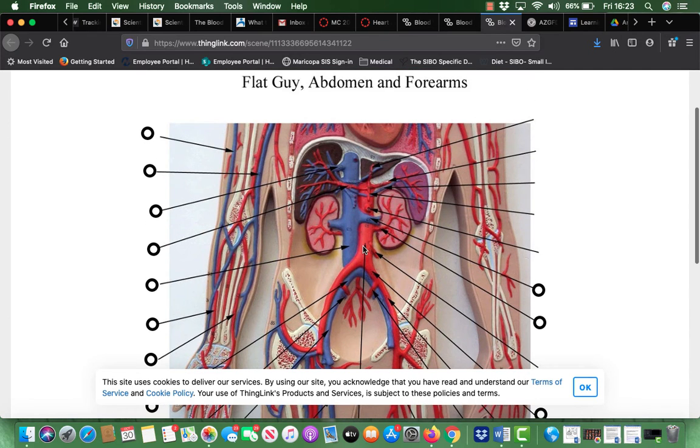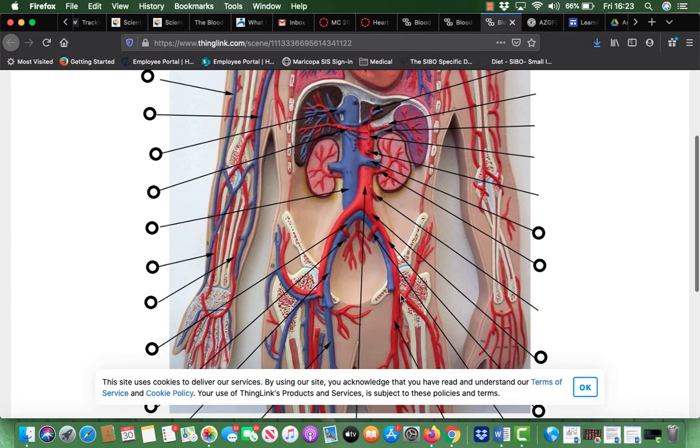So then the abdominal aorta is going to branch into these first two big branches, the left and right common iliac artery. So there's the left common iliac artery. Then that common iliac artery is going to branch into the external and internal iliac arteries. The internal iliac artery is going to be this one right here, just like it sounds, going more internal. And here's the external iliac artery.